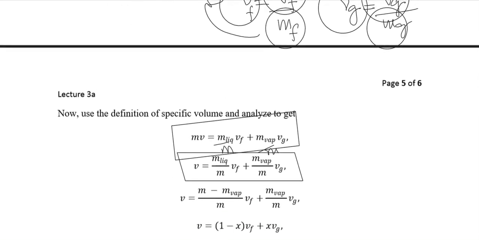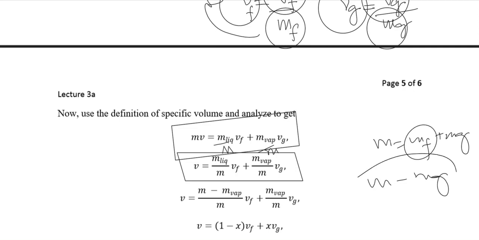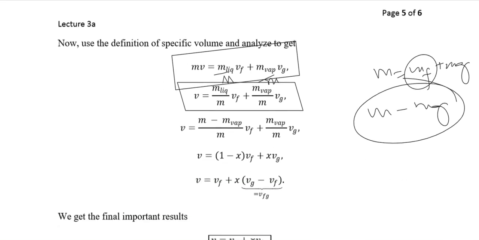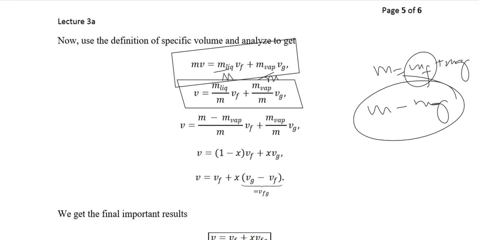Remember, the total mass is equal to the mass of the liquid plus the mass of the vapor. So the mass of the liquid itself would be equal to the total minus mg, that is, m minus the mass of the vapor. Now we already defined the mass of the vapor divided by m as the quality x, so the liquid fraction would be 1 minus x, and the vapor fraction would be x.